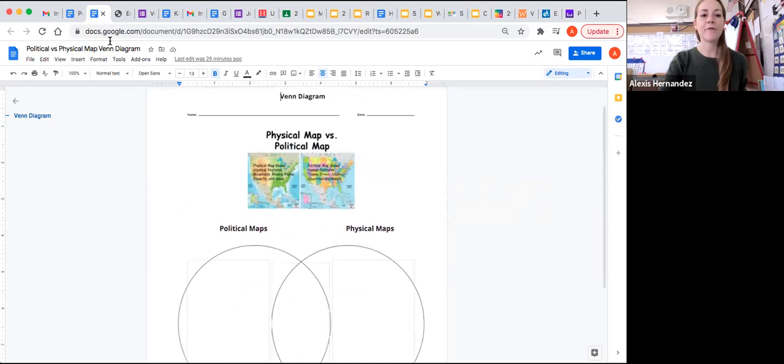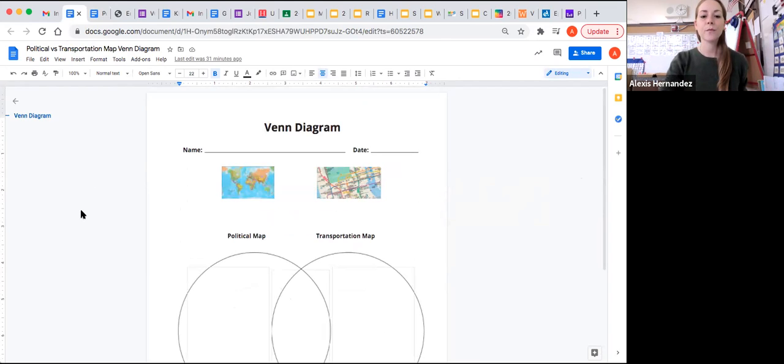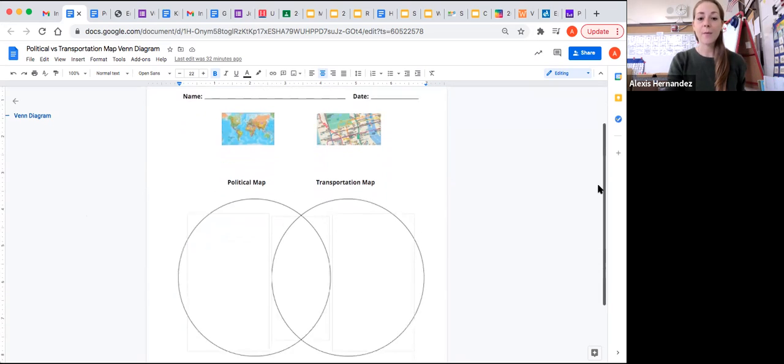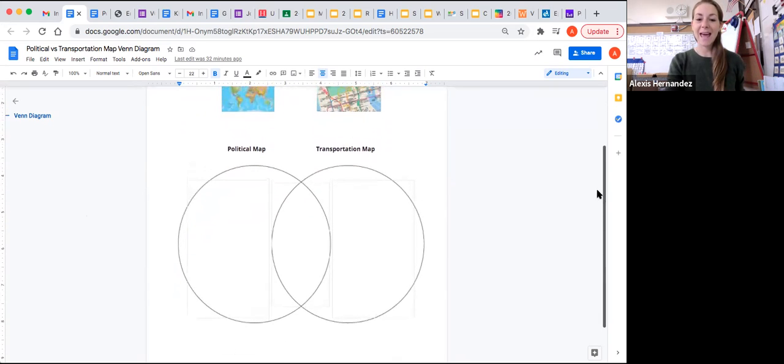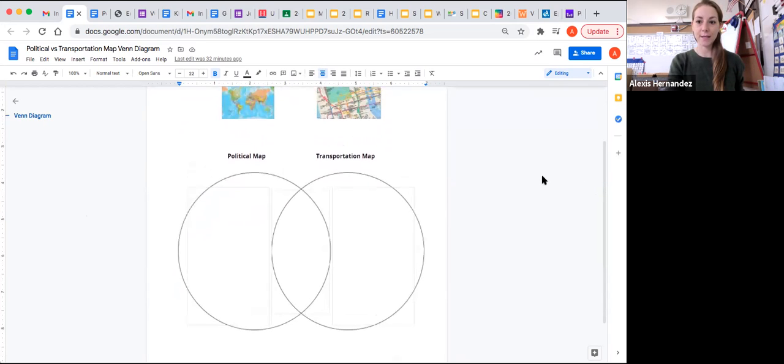In the same regard, I've made a similar Venn diagram that compares political maps and transportation maps. The students are also asked to share the similarities and differences between a political map and a transportation map. The same thing, some students have expressive language issues or trouble compiling their thoughts and then expressing them to show their understanding verbally. So we can give them this kind of Venn diagram where they can share what they've learned about political maps and transportation maps, and this will allow them to show their understanding.